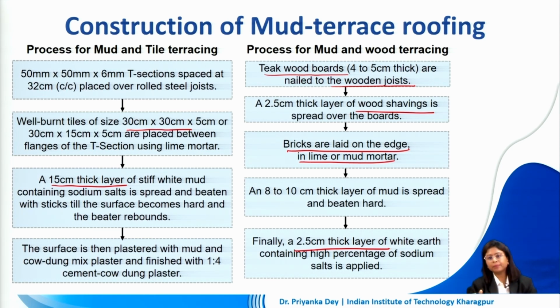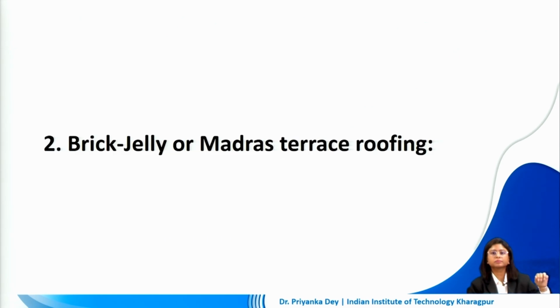In the second example, on top of the wooden joist, we are placing wooden boards, then wood shavings, then brick on edge, followed by a layer of mud, then finishing it up with a layer of white earth containing high sodium salts. In both these cases, we end up with a white surface on top, which will help in protecting the internal spaces from unnecessary heat gain in summer. So that was the first type of terracing material that we can use.